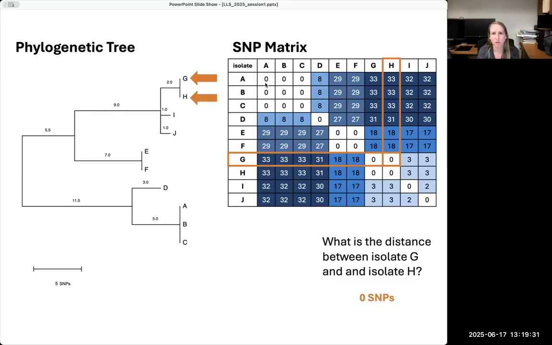And also with the matrices, you'll notice that the diagonal line through it will always be 0 typically. That's because that's where you're comparing each isolate to itself. So, let's go see here, we'll go D to D. When it's compared to itself, it's going to be 0 SNPs because it's the same thing.